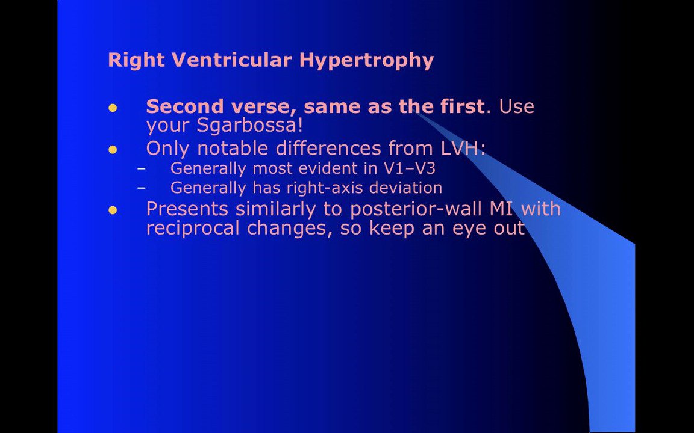Again, just like with right bundle branch blocks, you want to keep an eye out that you're not going to miss a posterior MI with those anterior reciprocal changes. So look for a significant deepening of the normal ST depression in those anterior and septal leads.